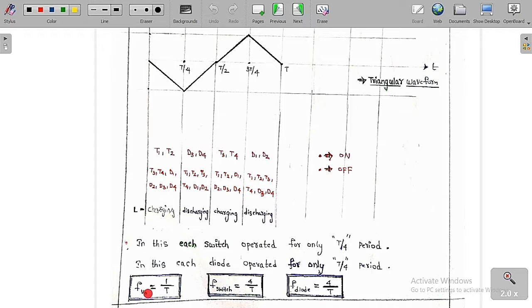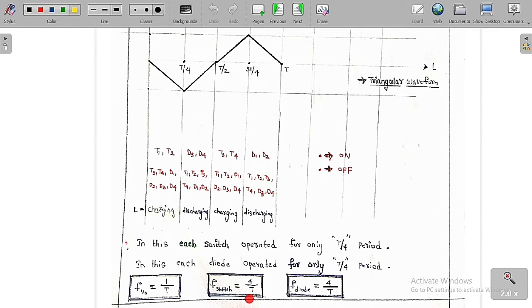Let me assume the frequency of the output voltage is equal to 1 by T. Then what is the frequency of each switch, whether it is a diode or a thyristor, in any case?